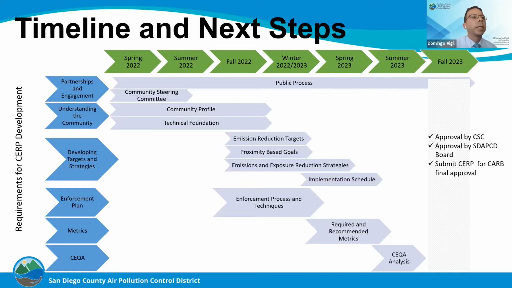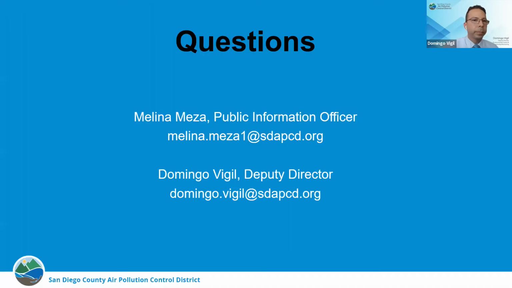The goal is to submit a proposed community emissions reduction plan and community air monitoring plan to the San Diego APCD board by the fall of 2023, and then submit the programs and the plans for the approval of the California Air Resources Board. Next slide, please. This concludes my presentation, and I'm happy to take any questions you may have.